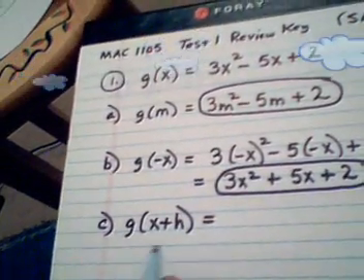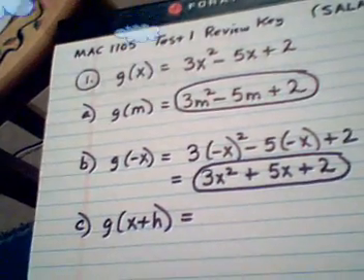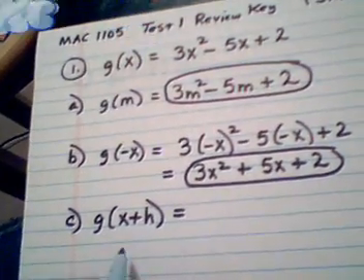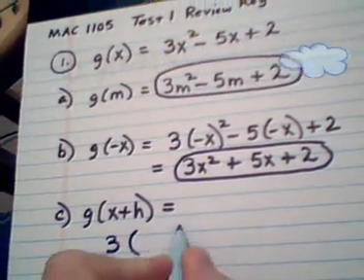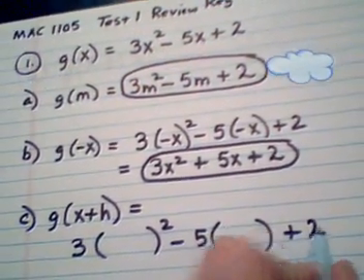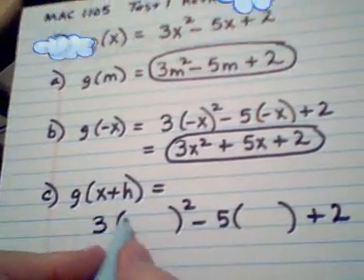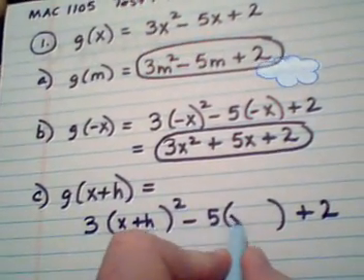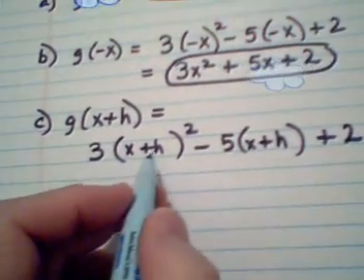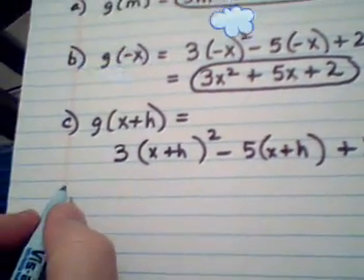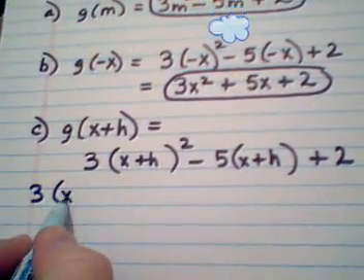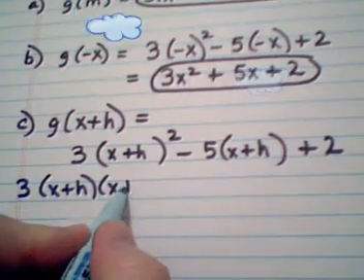Part C is a little more work because we're plugging a binomial into the function, but it's really the same idea. You go to the original function, which is 3 times the input squared minus 5 times the input plus 2. And in this case, the input happens to be x plus h. Now, to work this problem out, what I'm going to need to do first is to FOIL the x plus h. I leave the 3 alone. X plus h squared, x plus h times x plus h.